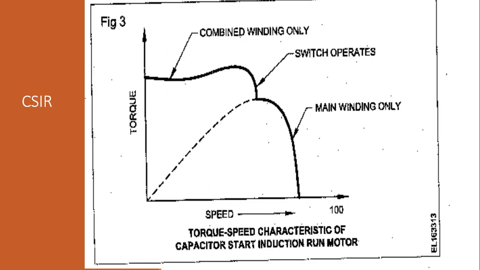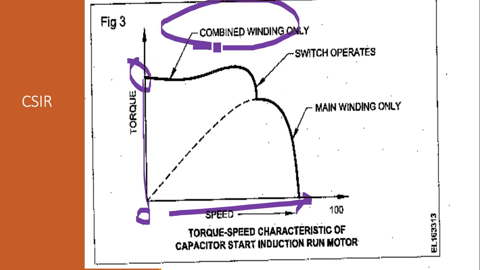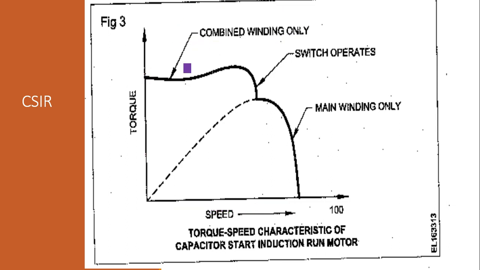Okay, now the torque speed characteristics. We already told the torque is very high because it is having 90-degree phase shift between main current and starting current. Well, let us see. You can see the speed starts from 0 to 100%. Okay, and at 0 speed you will be able to see it is already having good torque. So we can say at start two windings are there. Which two windings? Starting winding and running winding, combined together, that is a combined winding. It is giving good torque.